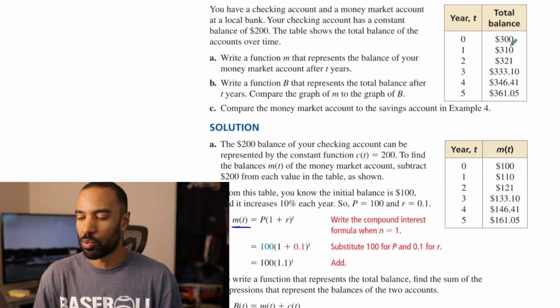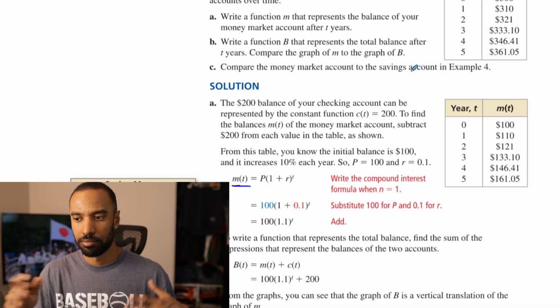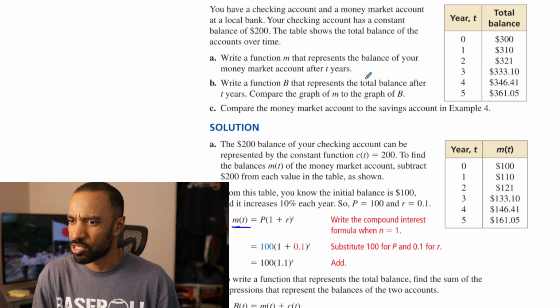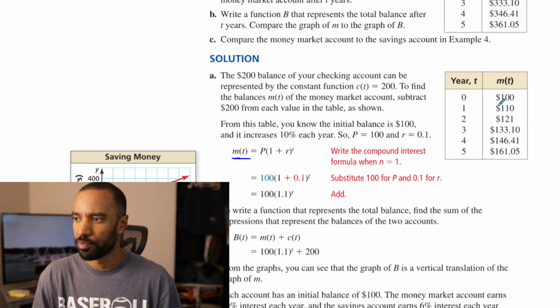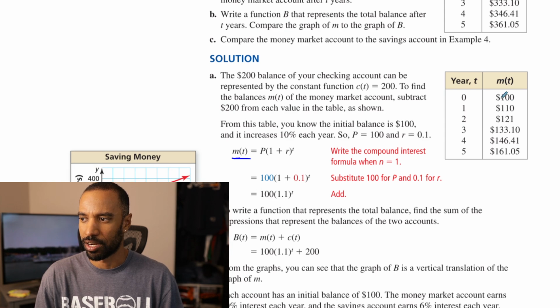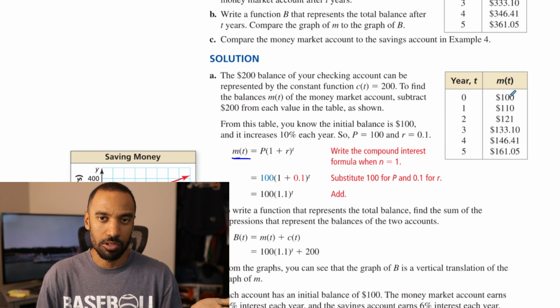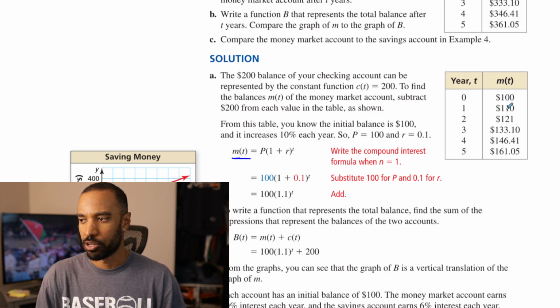To figure out how much it's increasing by, we're going to have to do some sort of, I don't know, division. Let's see if they say. Because I would be doing a division of one number versus the other. Oh, this is different. This is my total balance. Here we go. Here's the money market account. The total balance adds 200 to these numbers. Perfect. Got it. Okay, sorry. I look at these the first time as you do. Anyway, we go from $100 to $110, then $121, $133, etc.